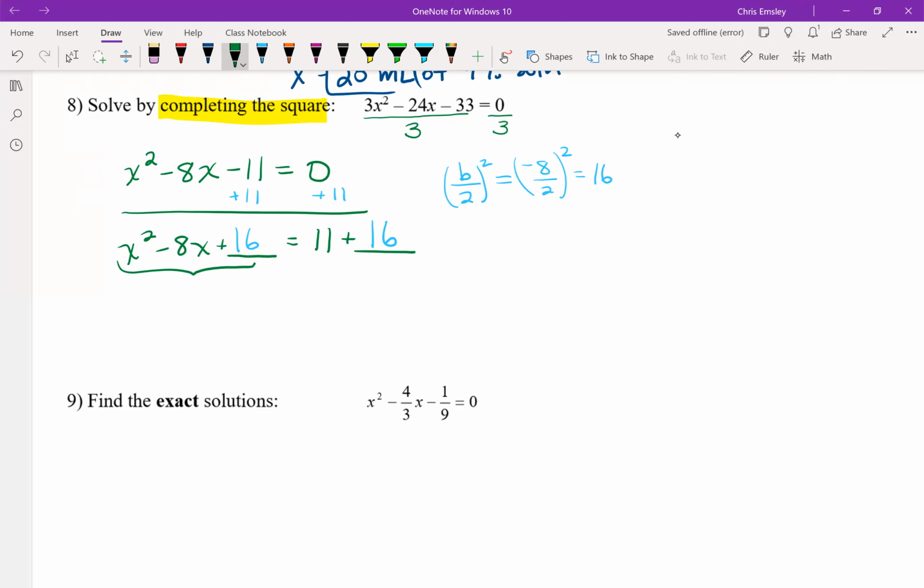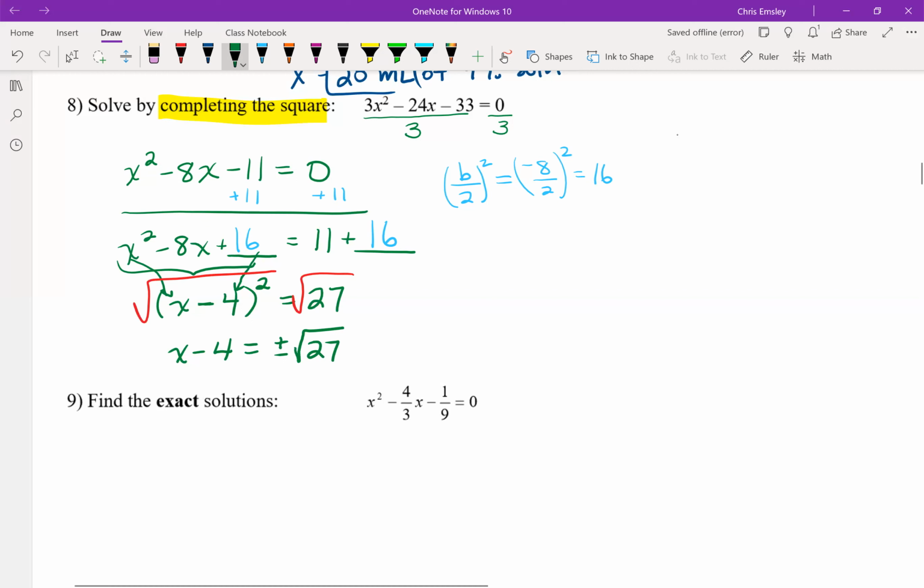This now should always factor, if we've done it correctly, into a perfect square trinomial. x squared leads to that x in the front. 16, you take the square root, and that gives me the 4. And the negative 8 in the middle determines that sign. So this is x minus 4 quantity squared, and that has to be equal to 27. Now we can use that square root property to solve. We are going to take the square root of each side of this equation. When we do that, on the left, the radical and the exponent cancel each other out. On the right, don't forget, we do need a plus or minus in there.